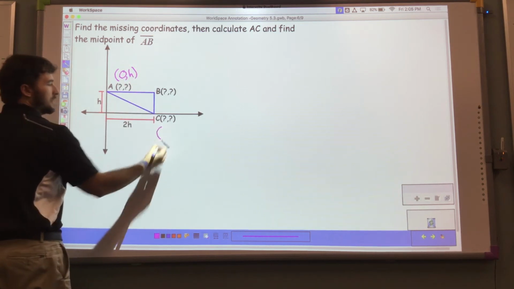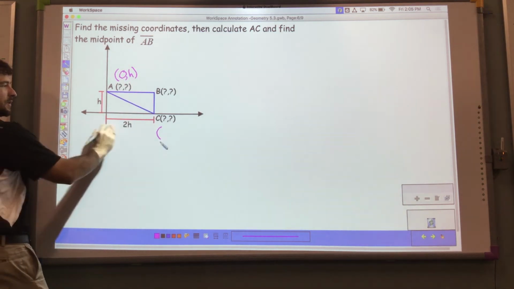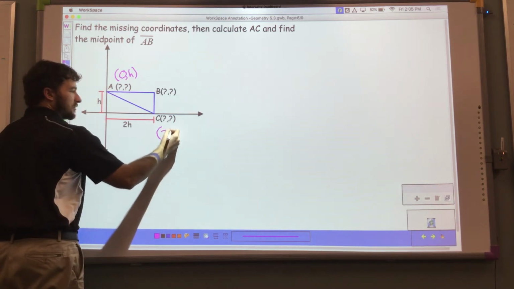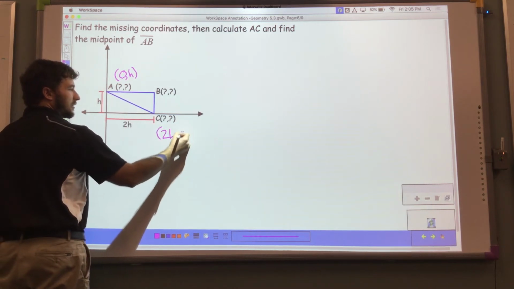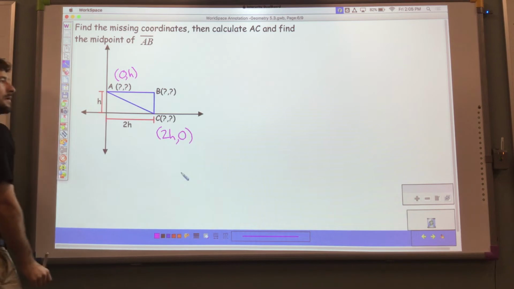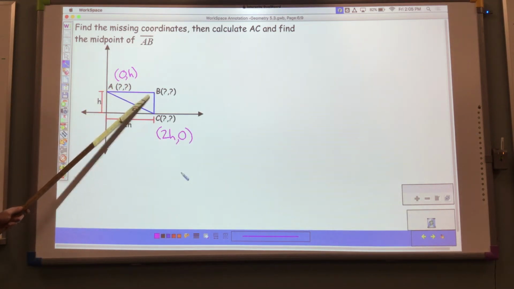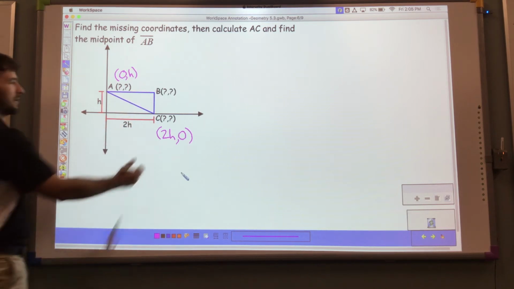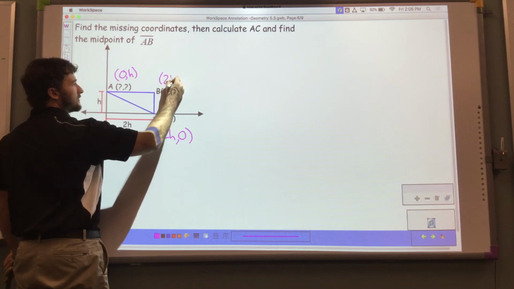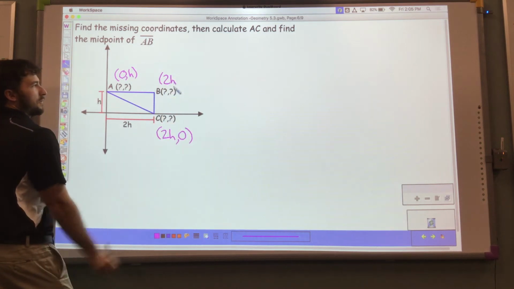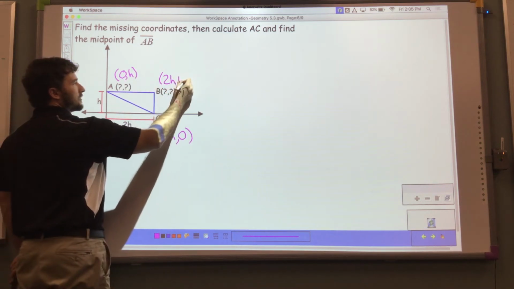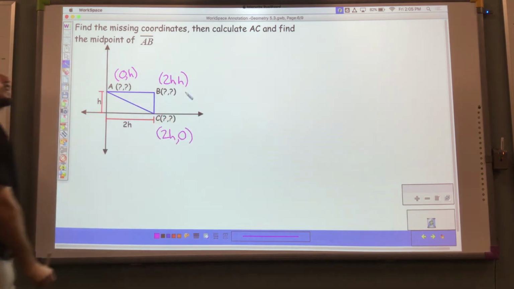Down here, well, our x value, since we went 2h that way, is 2h. We're on the x-axis, so we didn't go up at all, that's 0. And this is straight right of A. It's straight above C. Obviously, there's no zeros, but we know it's above the 2h, so 2h. And then the y value is going to be h. So those are those coordinates.